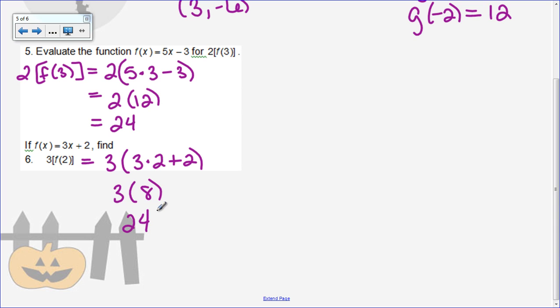It's the same answer as that one, even though they were different functions, because it's just how it worked out. It is coincidence. Every time you have one of these, it will not equal 24. Please do not jump to that conclusion. So let's do just one more.